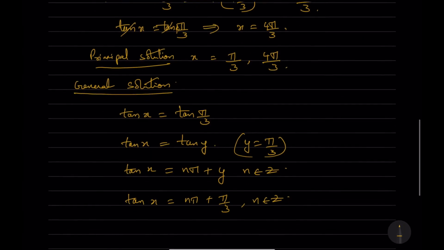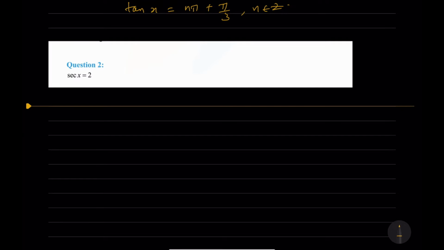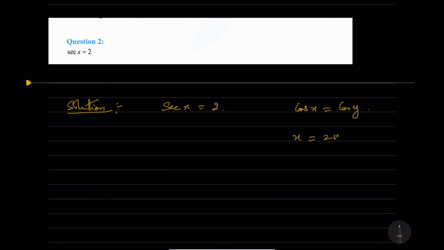Now going into the second problem, you are having secant x is equal to 2. So in the solution part over here, you are having secant x is equal to 2, right? What is the general formula for cos x is equal to cos y? We have x is equal to 2n pi plus or minus y, n belongs to z. This will be the general solution. What is the principal solution? We'll see first. Here the principal solution, where you are having a positive 2.